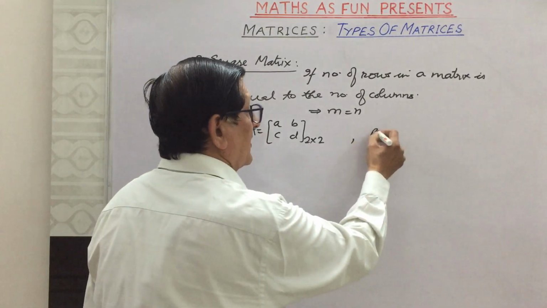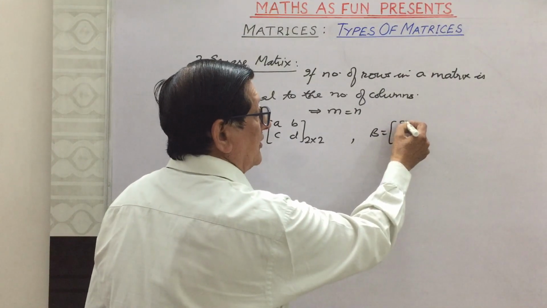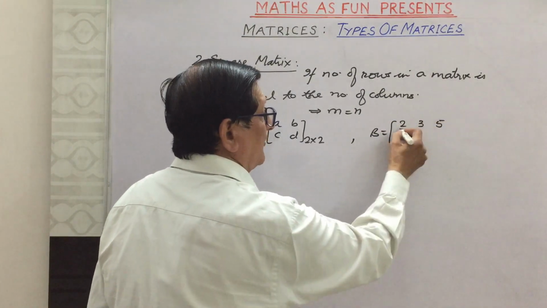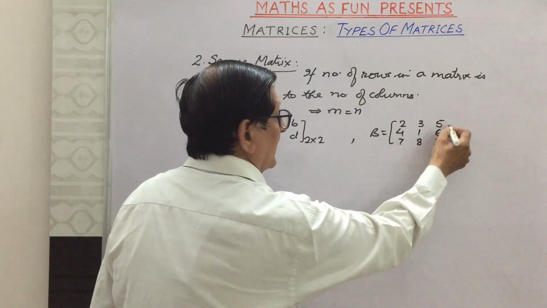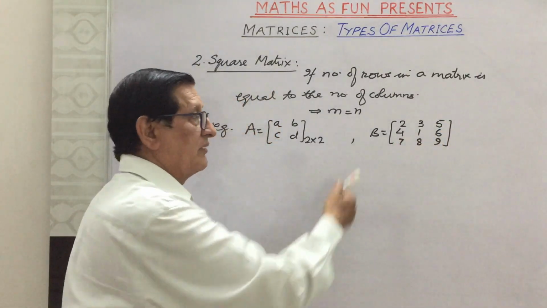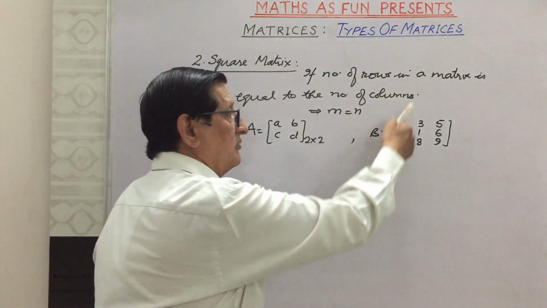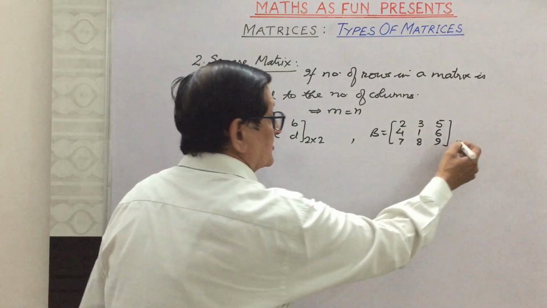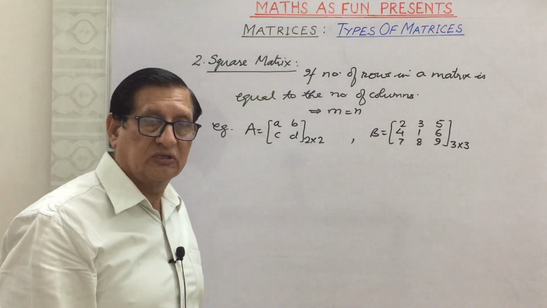Another example, we may have a matrix B in which the elements are 2, 3, 5, 4, 1, 6, 7, 8, 9. Here we find number of rows is 3 and number of columns is also 3. It means this is a square matrix of order 3 into 3.